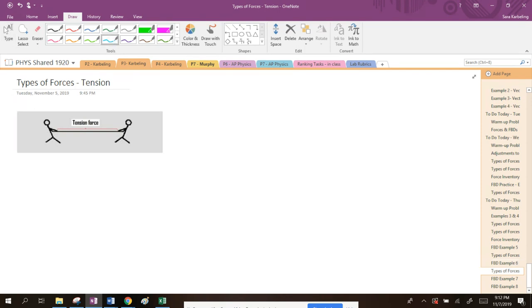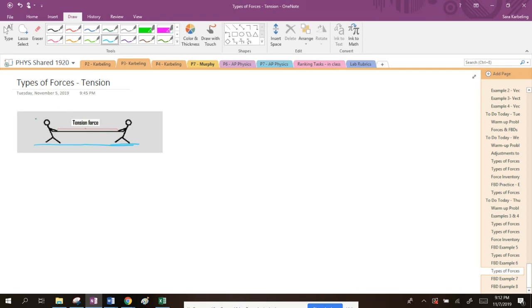So, tension is a pretty straightforward force. Sometimes people get a little bit anxious about it and a little unsure about it, but really all that it is, is a force that goes along a string or a rope or something like that. So I've got my two little stick people here, and it looks like they are having a tug of war. And as they pull on that rope, they are making a tension in that rope.